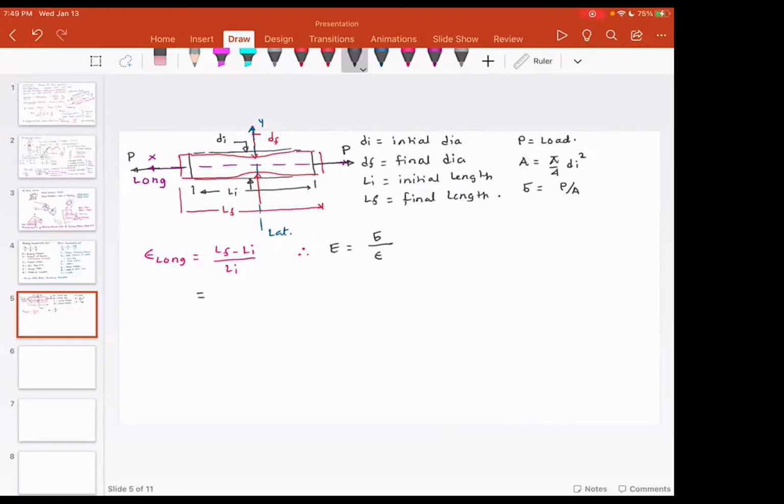Now I'm going to define the change in the length as delta. So the change in the length is delta. Now I'm going to substitute in this equation: E equals sigma divided by delta divided by Li. This equation can be simplified: sigma is P divided by A, delta divided by Li, and I'm going to take delta on the left hand side, and this equation now becomes delta equals PLi divided by AE.